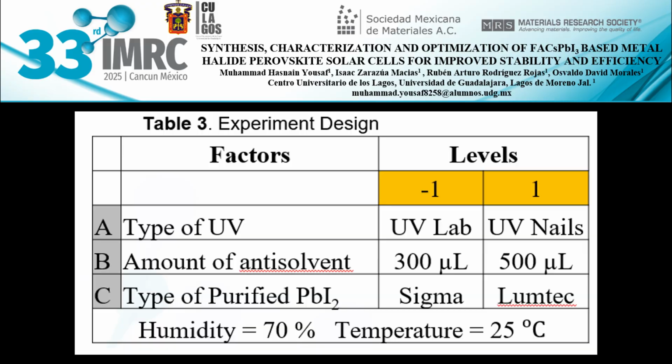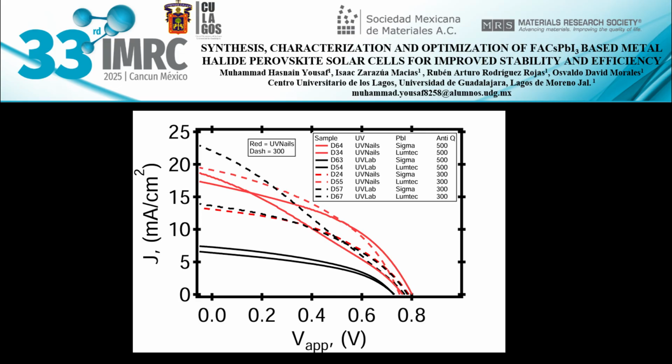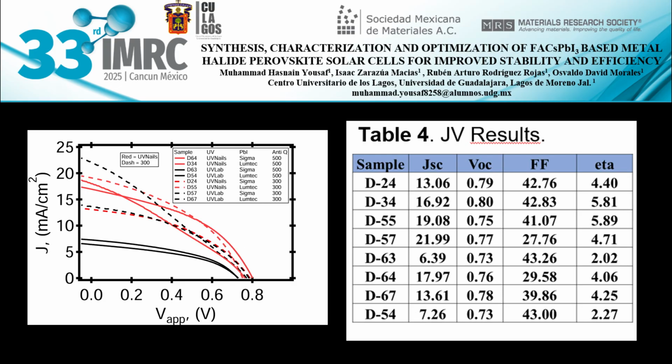The experiment design is shown in the table, having 3 factors and 2 levels. Also, the humidity is as high as 70%, and we get a good efficiency of 5.89%. The other samples also show a good response with gold counterelectrode, a good UV source, and less amount of anti-solvent. And the values are shown in the table.